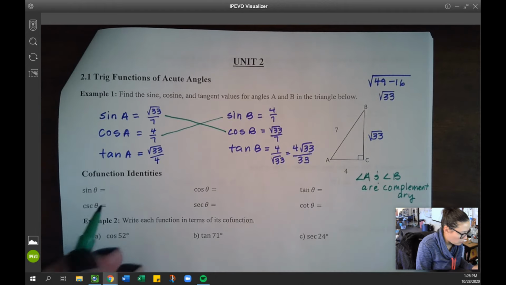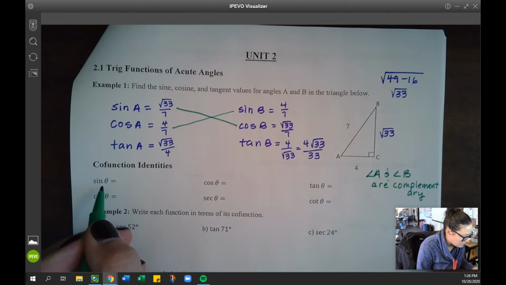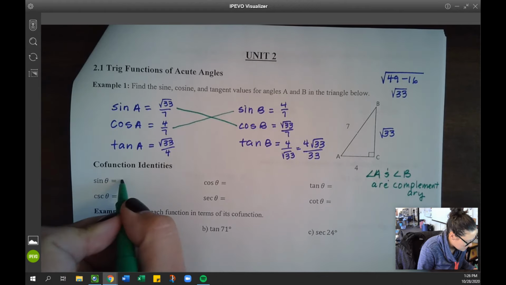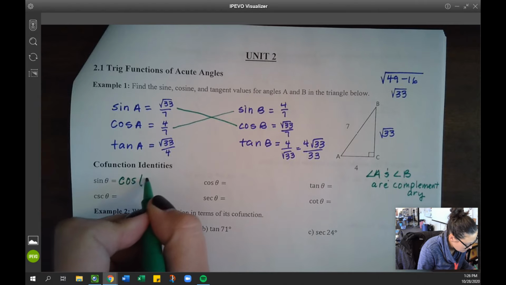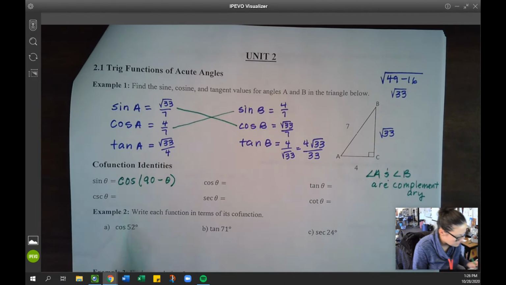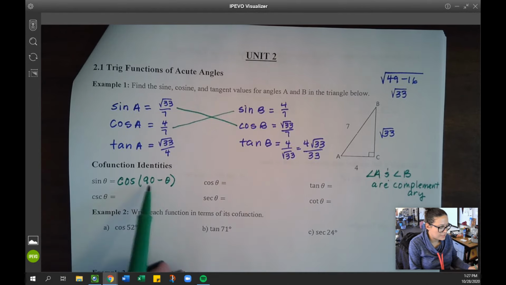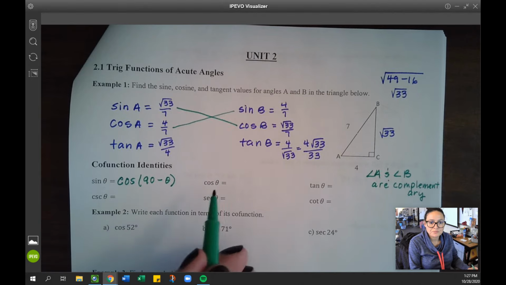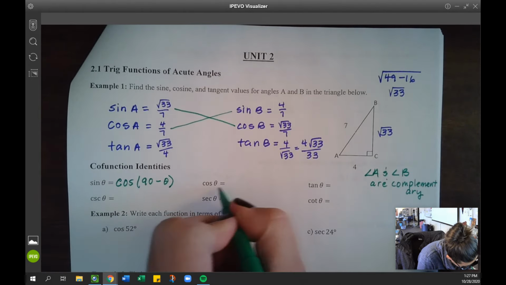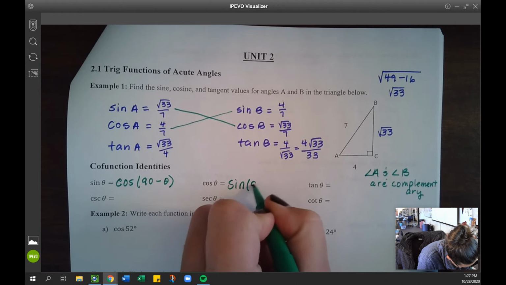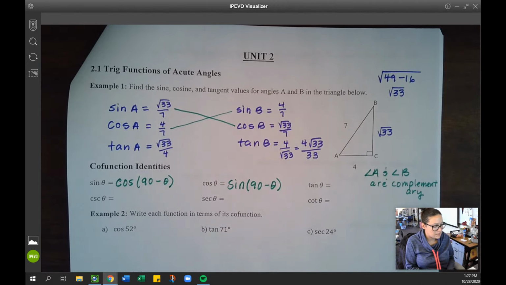So this brings us to our cofunction. If I have the sine of theta, that means that the cosine of 90 minus theta is equal to it. Now, why 90 minus theta? Well, it's 90 minus theta because they would be complementary to each other. The complement of theta is 90 minus theta. Same thing here: cosine theta is equal to the sine of 90 minus theta.